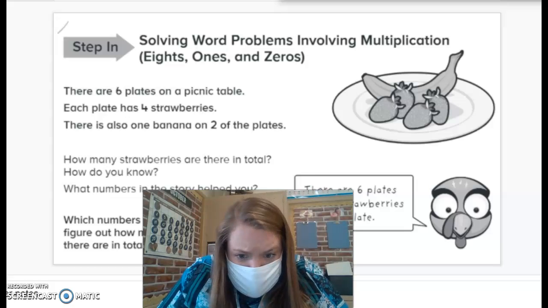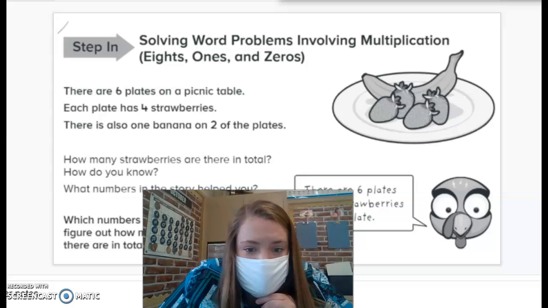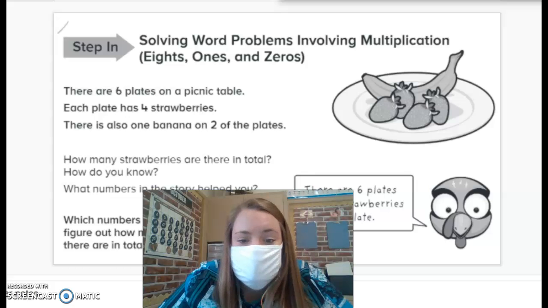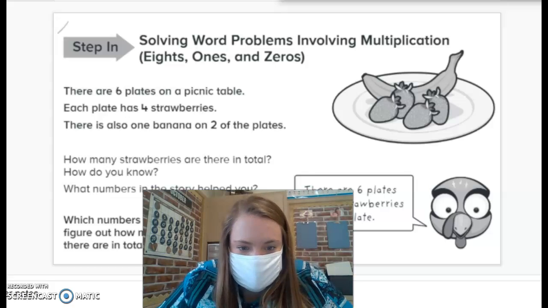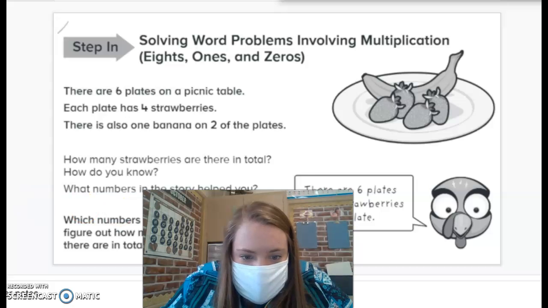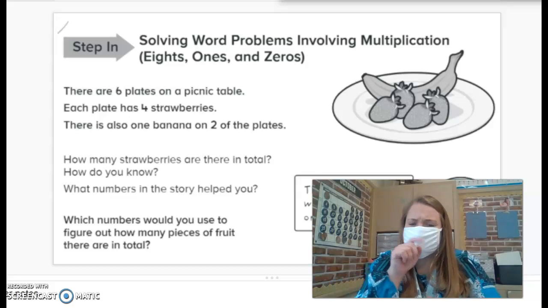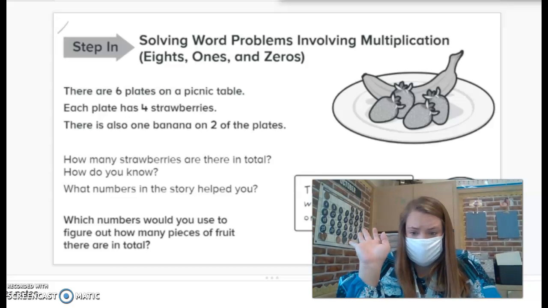So right here it says that there are 6 plates on a picnic table. Each plate has 4 strawberries, and there is also 1 banana on 2 of the plates. And it's asking us how many strawberries are there in total. So which of those details are we not worried about?